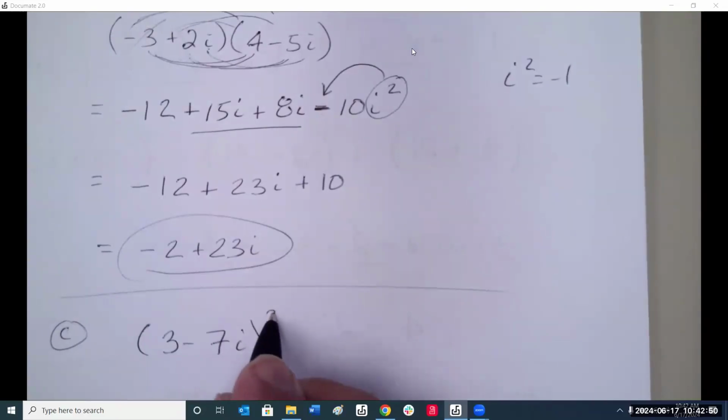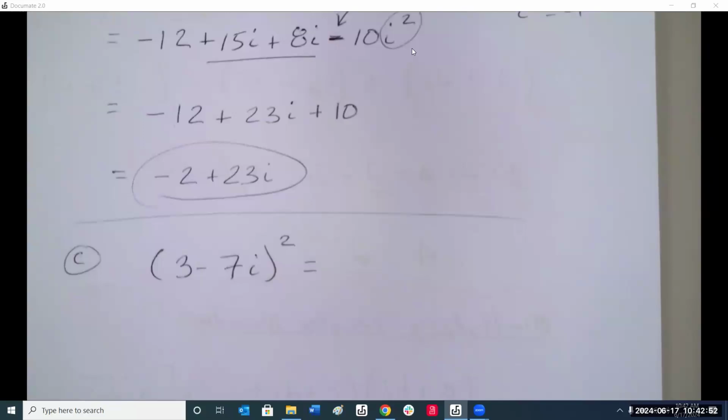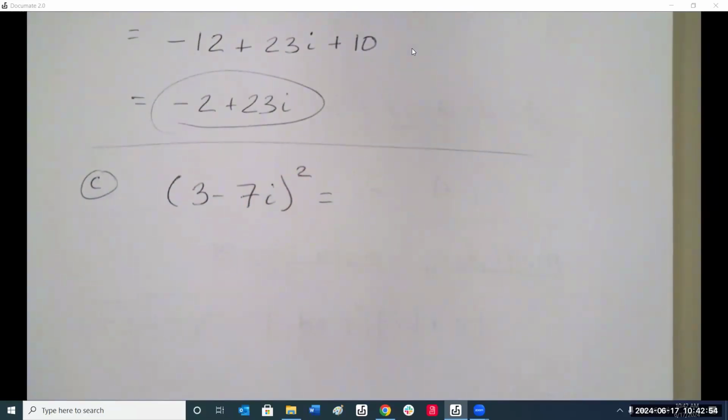Three minus 7i squared. What would that equal? No. How'd you get 10?